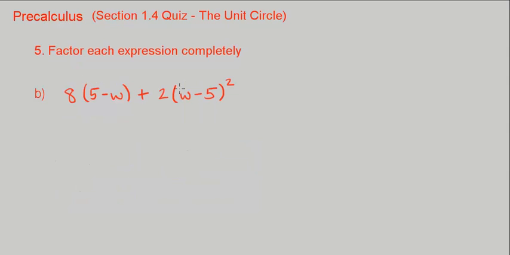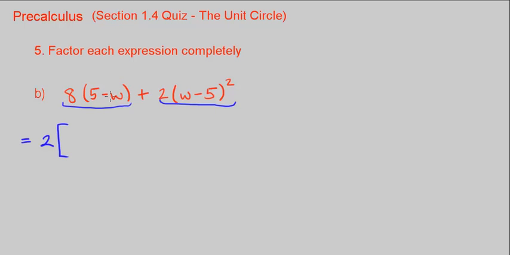Part B, we have a different expression. Okay, so here we have 8 times (5 minus w) plus 2 times (w minus 5) squared. All right. Well, again, what can I divide out of this term and this term? Well, I can see I can divide out a 2, right? If I divide 2 out of here, what am I left with? I'm going to use braces just to not confuse them with parentheses.